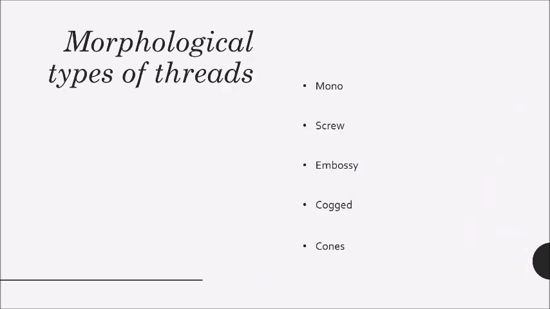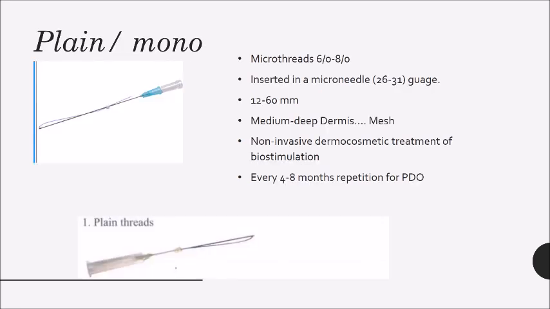Next comes the morphological types of threads. How can we see them? These are mono threads. There are plain threads. Essentially, they are micro threads of 60 or 80 size. They are inserted in a microneedle. They can have variable length from 12 to 60 millimeter. They are inserted into medium to deep dermis to create a mesh, as will be explained by my colleagues. It is basically used as a non-invasive dermocosmetic treatment of biostimulation. And if we consider PDO, you have to repeat it every 4 to 8 months according to its absorption.